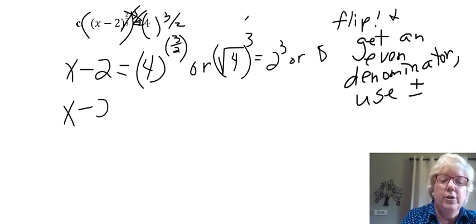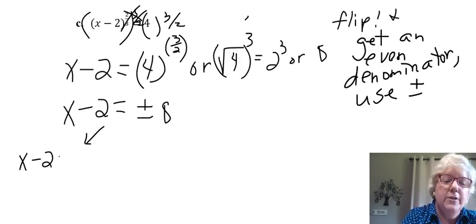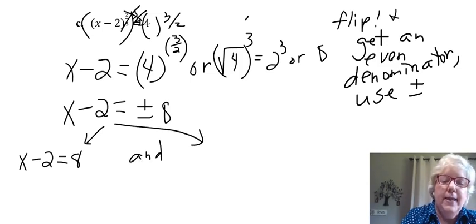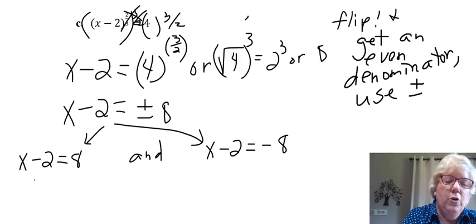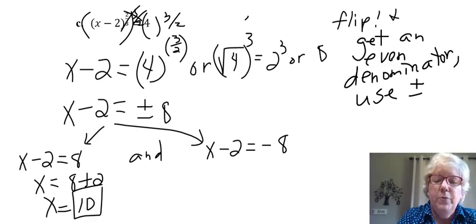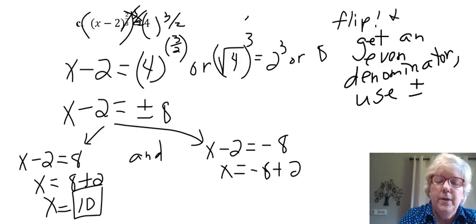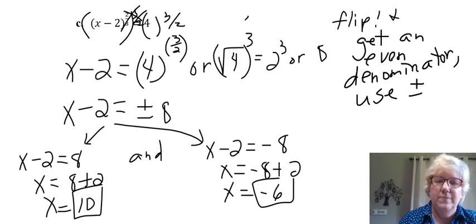So here's what it's going to look like. X minus 2 equals plus or minus 8. I would separate that and solve x minus 2 equals positive 8. And then x minus 2 equals negative 8. I'm going to solve it. If I move that 2 over, it would be a positive 2, and 8 plus 2 is going to be 10. That's one answer. If I move that 2 over again, negative 8 plus 2, remember it becomes positive, changes sign, and that's a negative 6. Final answer. Good luck, everybody.